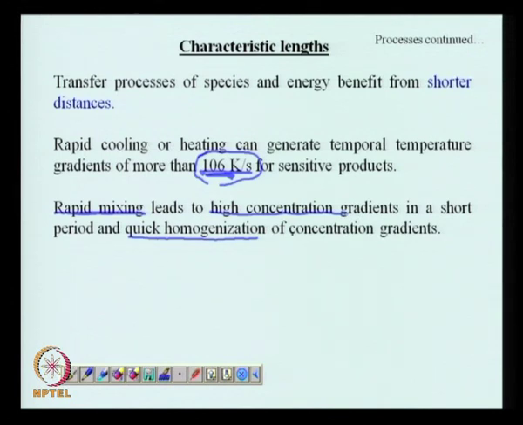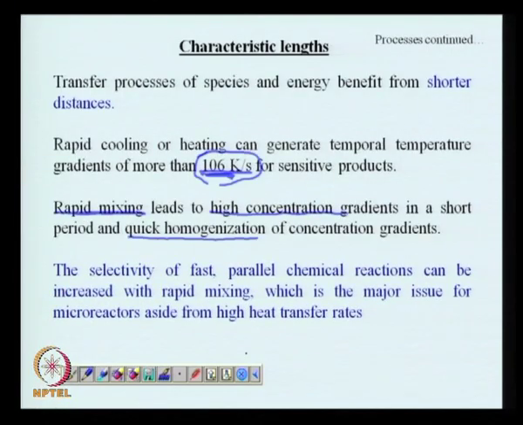So, if you are dissolving a substance in a micro device, since the concentration changes over a very short distance, this would give rise to a quick dissolution of the substance, and the high concentration gradient ensures that the system comes to equilibrium at a faster rate compared to a macro system. Now, the selectivity of fast parallel chemical reactions, as we have seen before, can be increased with rapid mixing, and this is one of the major advantages. This can be tuned to become one advantage of microreactors.